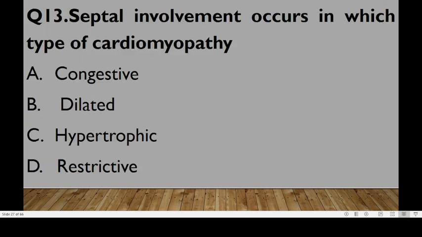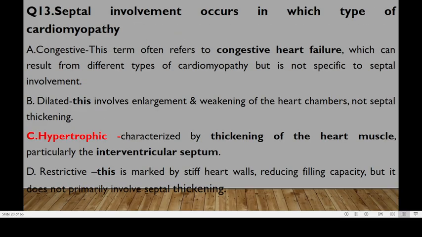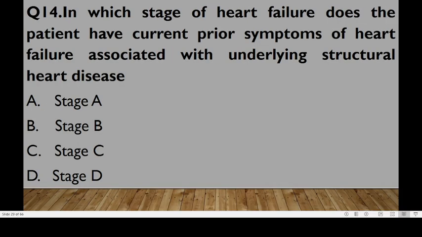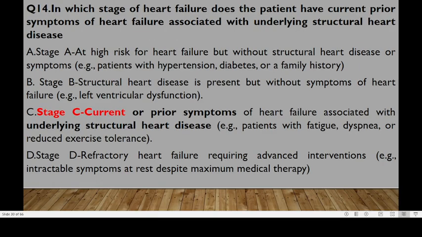Septal involvement occurs in which type of cardiomyopathy? Septal is associated with hypertrophic, which is normally characterized by thickening of the heart muscles, particularly in the interventricular septum. Which type of heart failure does the patient have? Recurrent prior symptoms of heart failure associated with underlying structural disease.